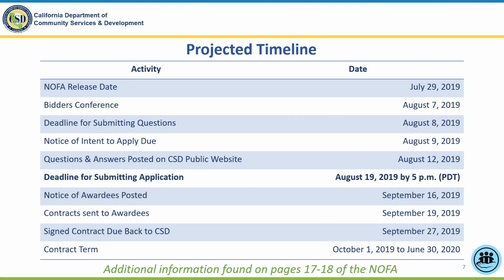For those of you who are following along, we skipped ahead to pages 17 and 18 of the NOFA to the projected timeline. Please take a moment to review this timeline very carefully. Additionally, please note that the deadline for submitting questions is Thursday, August 8th. Please be sure to submit your questions to the CSBG Division inbox at csbgdiv@csd.ca.gov. Again, the responses to all questions received by 5 p.m. on August 8th will be posted to the CSD public website by 5 p.m. on August 12th.